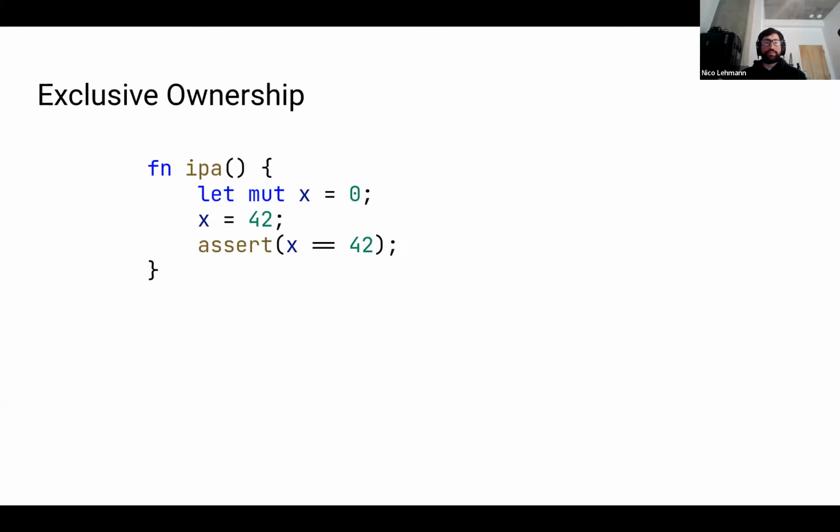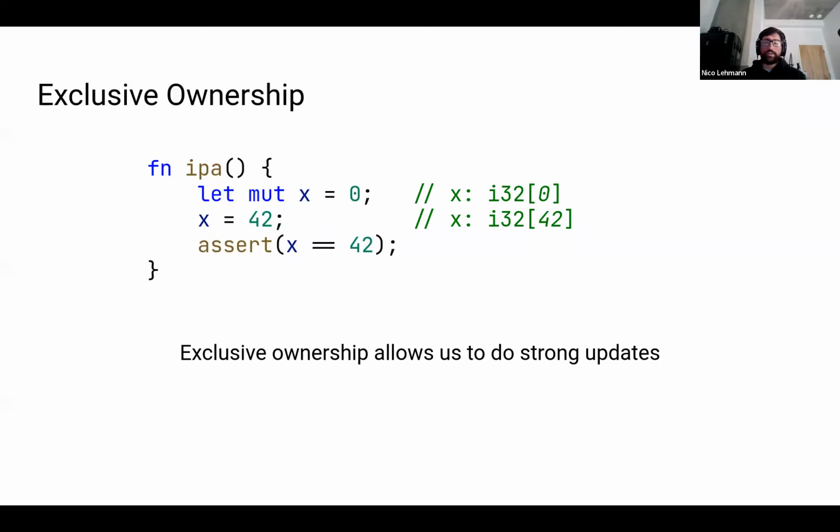Starting with the very basics, when you have exclusive ownership, you can do something called strong updates. Let's consider this very simple example. You have an integer that you initialize with 0, then you mutate it to 42, and you should be able to assert that the integer is equal to 42. Because we have exclusive ownership, we can do a strong update, so you can actually change the type of a variable. x starts as an i32 indexed by 0, and then we update the type to i32 indexed by 42. As you can see, I'm not actually tracking the value itself, I'm just changing the type associated with that value. In this case, because integers are very simple, the type exactly captures the value. But in more complicated cases, the type will not be able to capture the exact semantics, so we'll have an approximation.